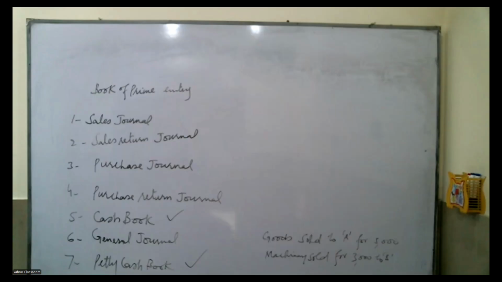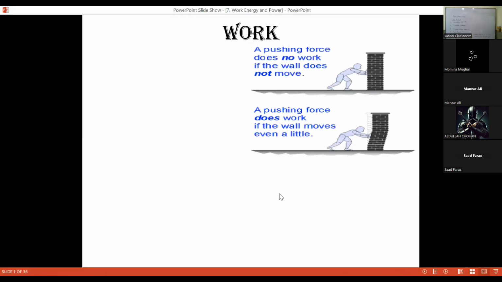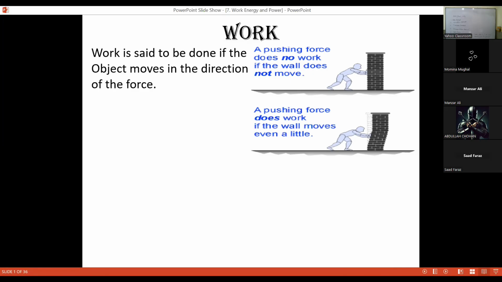So first of all, what is work? Definition of work. Before that, if you are pushing an object and the object is not moving, in that case, no work is done. You are using your energy, but you are doing no work at all. So work has to be done if the object moves in the direction of the force. If it does not, there is no work done.